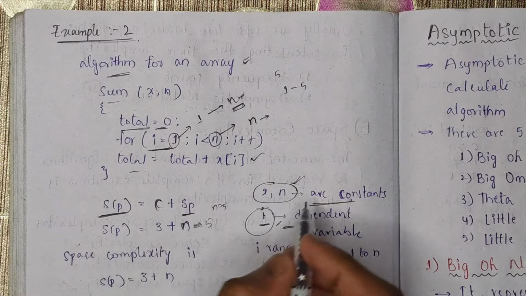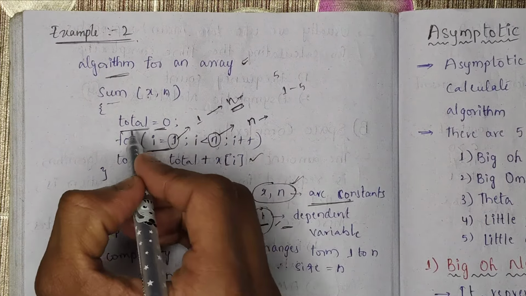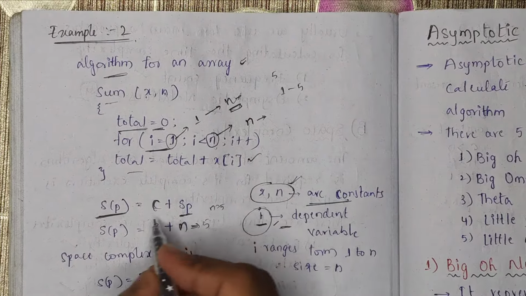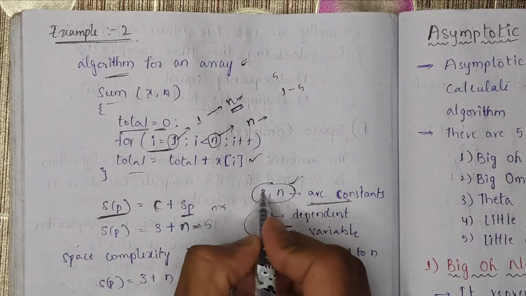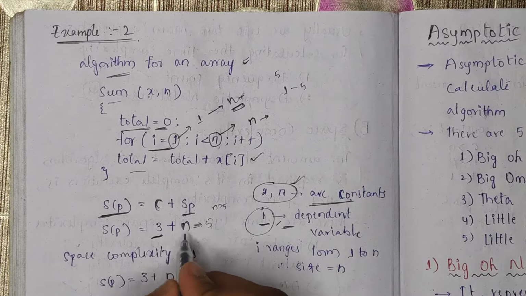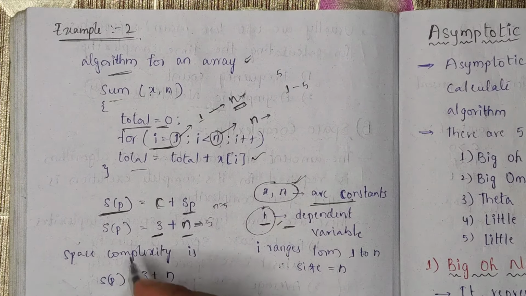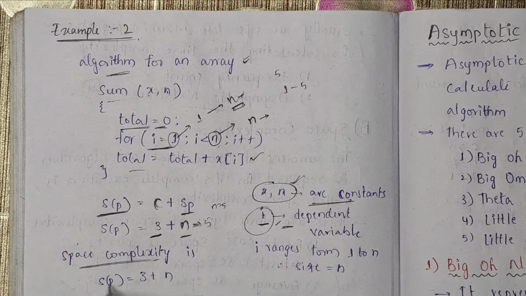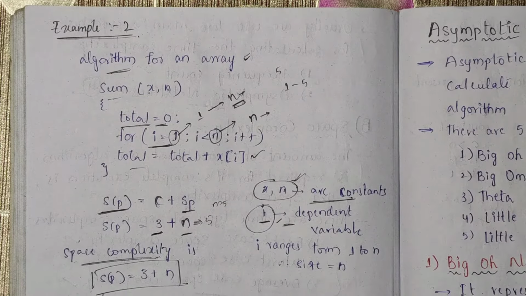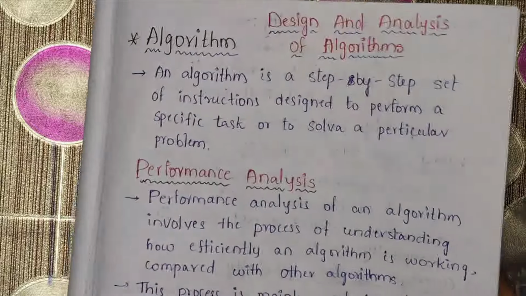Now what is here? x comma n are both constants, and total is also a constant which is initialized here. So 2 plus 1, total 3. Completely, the constants are 3, and there are n number of dependent variables. So this is all about the space complexity of an algorithm. The space complexity of this algorithm is 3 plus n.